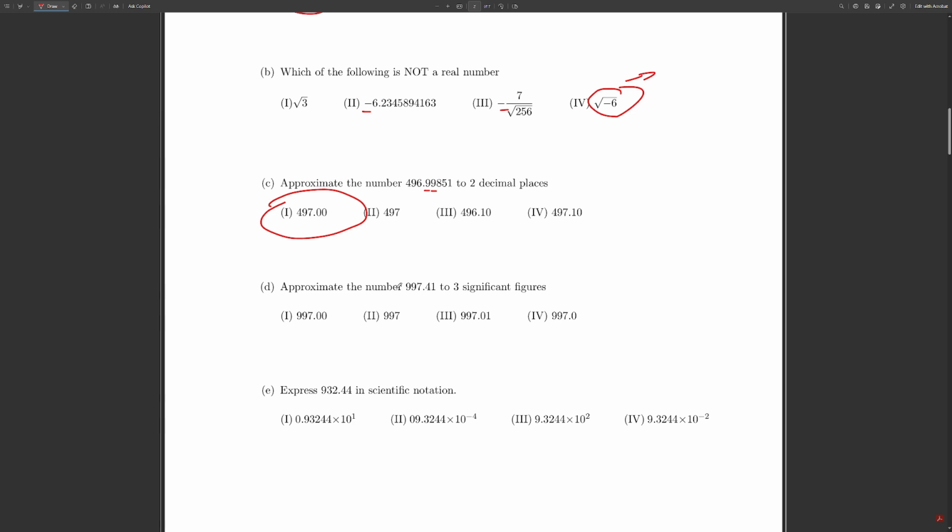D, approximate this number here to 3 significant figures. The first significant figure is this 9 here. Second one is the other 9. And the third one is here, the 7, which means that I have to look at this number here, 4. And this number is less than 5, which means that I leave this number the same. The rule tells me that I truncate everything, I cut it off. So I'm going to cut off this 4 and 1. So it's just 997. So this is 3 significant figures.